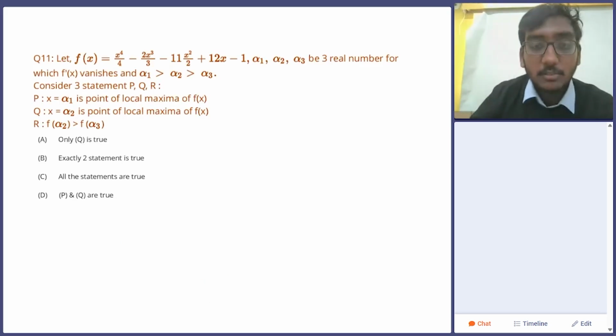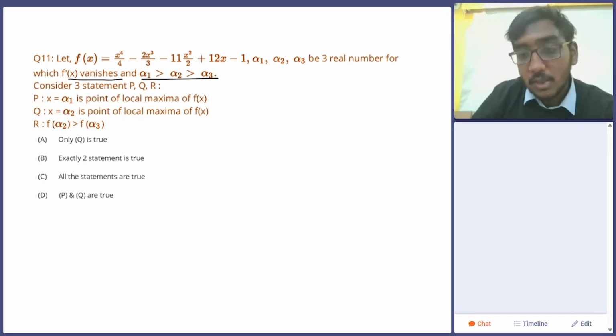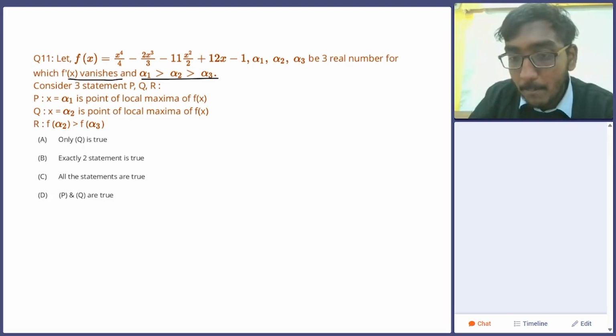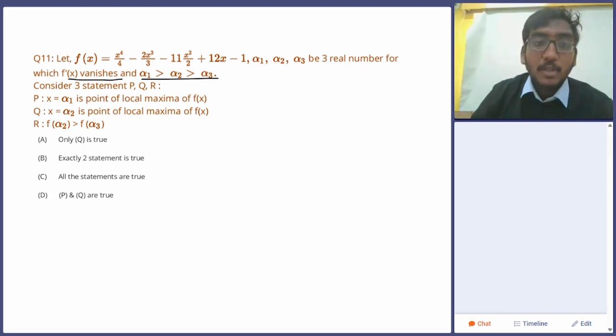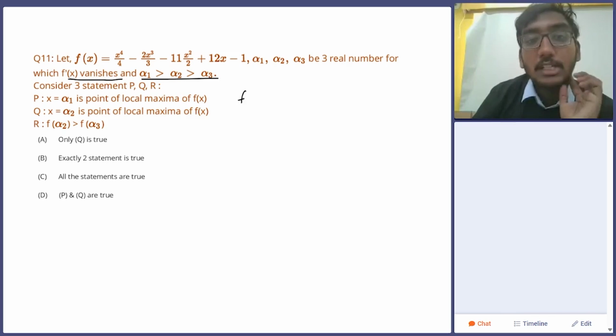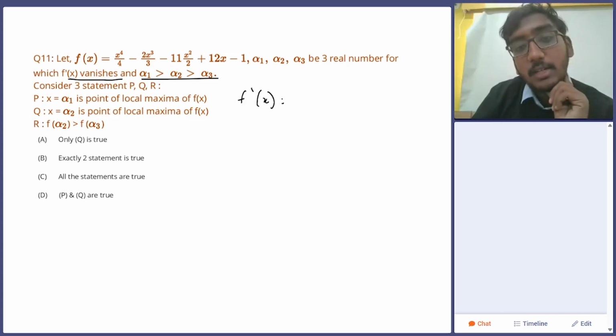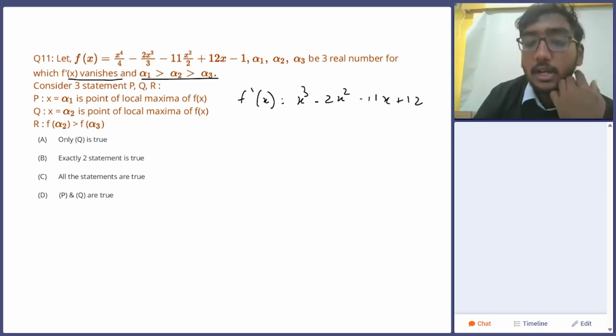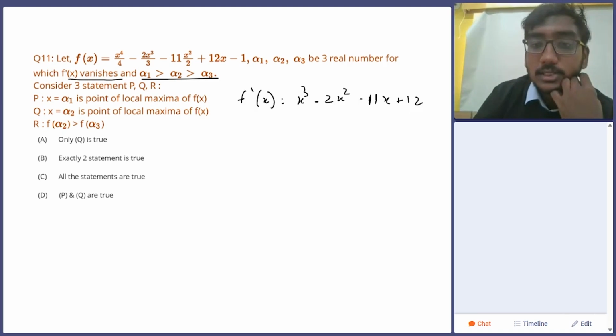So this question is from maxima minima, right? They have given that f dash of x vanishes at 3 points alpha 1, alpha 2 and alpha 3. So that means alpha 1, alpha 2 and alpha 3 are roots of f dash of x. What is f dash of x? It will be x cube minus 2x square minus 11x plus 12. This will be f dash of x.